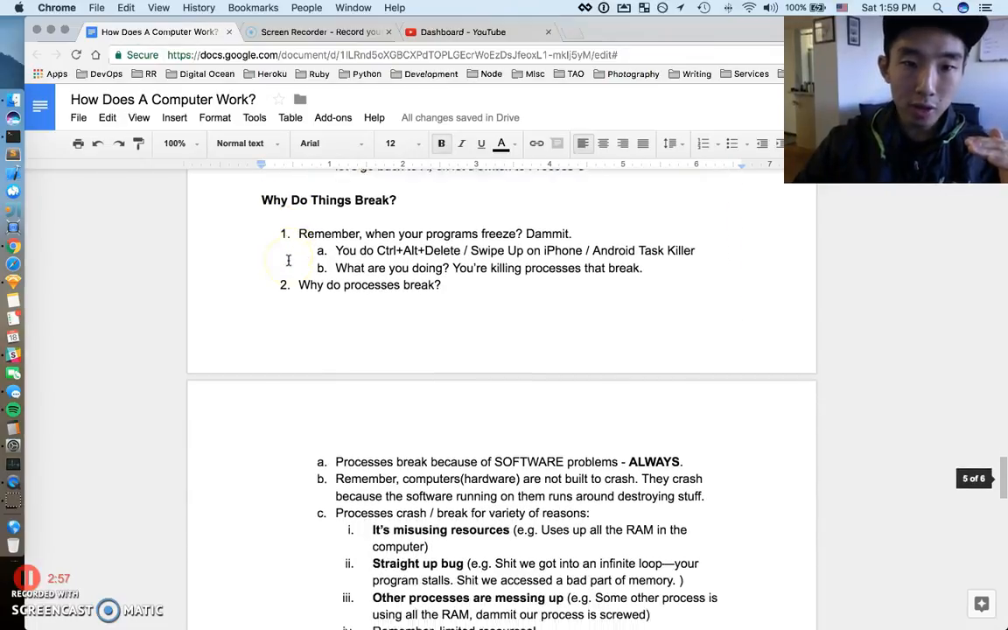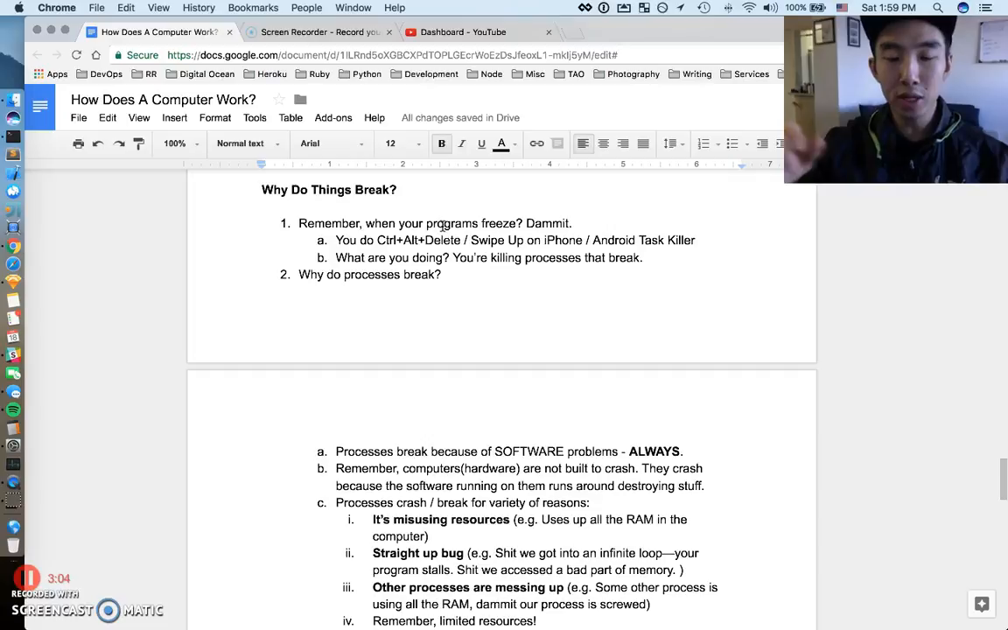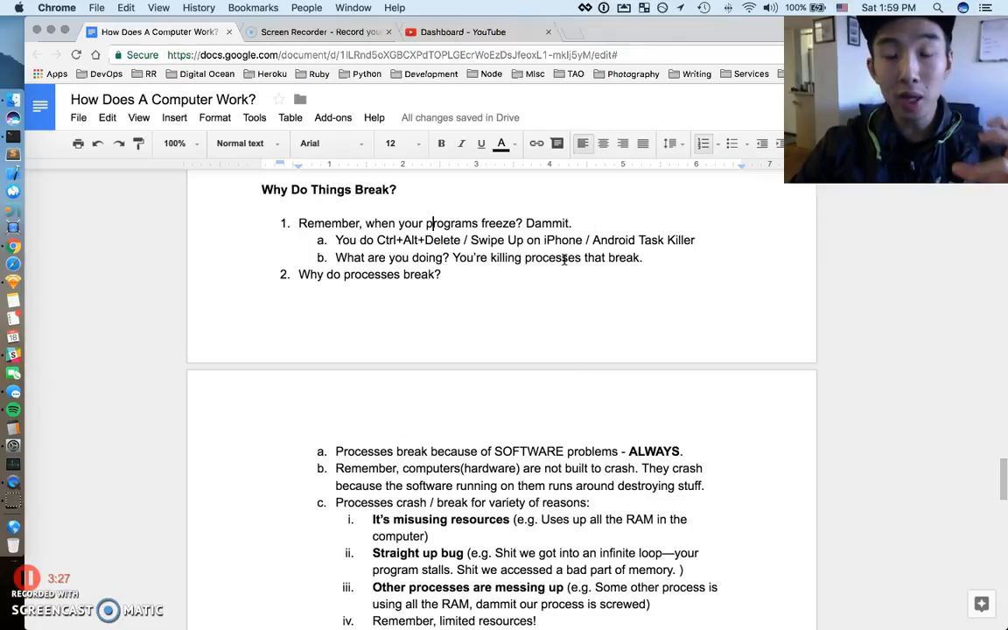The other thing to remember is, why do things break? We're all used to our computers crashing, you get a blue screen of death, something froze. So why does stuff break? This caught me up over a long period of time, but things always break. You do Control-Alt-Delete, you swipe up on your iPhone, you use an Android task killer. What you're essentially doing when you force quit all these applications is killing the processes, right? Processes can mess up and then you have to end them. You have to forcefully quit out of them.